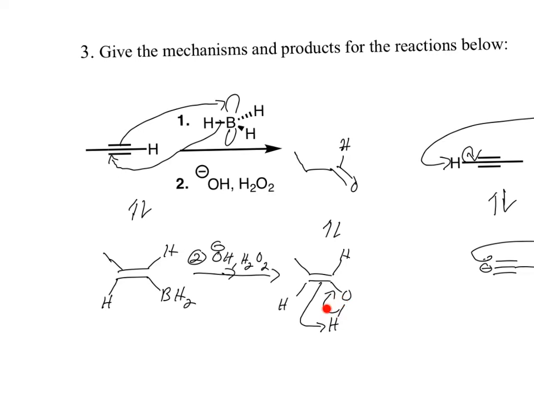The OH electrons here form that new pi bond. And now instead of making a ketone, what did you make? You made an aldehyde. This is the only way you know how to make aldehydes. Alkynes, hydroboration oxidation makes aldehydes.